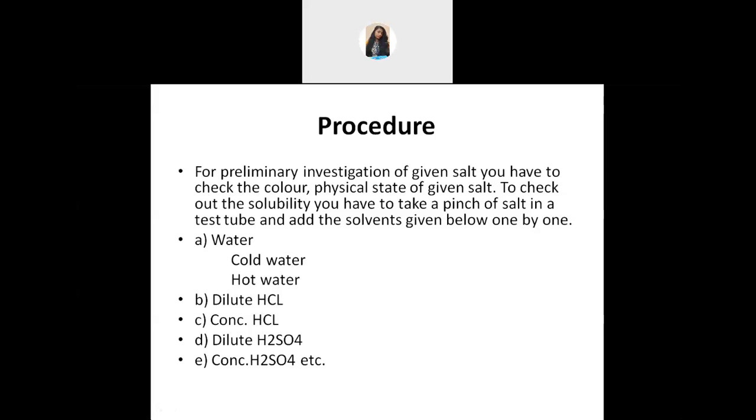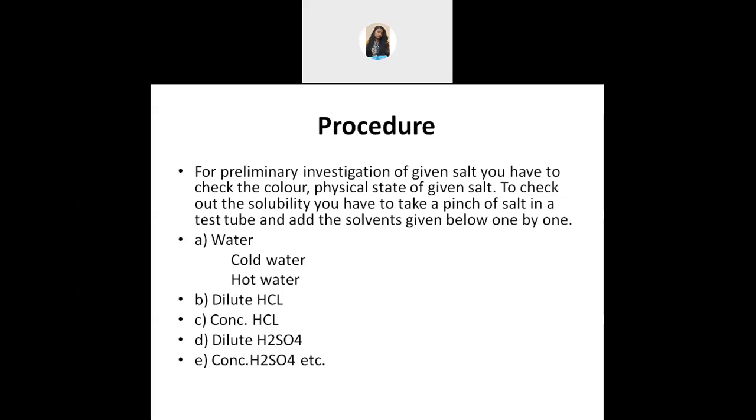For the solubility test, you have to take a pinch of salt in a clean test tube and add the solvents: water, that means cold water and hot water. Next dilute HCl, concentrated HCl, dilute sulfuric acid and concentrated sulfuric acid. If you take salt number 1 in a test tube and add some cold water first, and it dissolves, that means the solubility of salt number 1 is cold water. Got it? Next you take salt number 2.